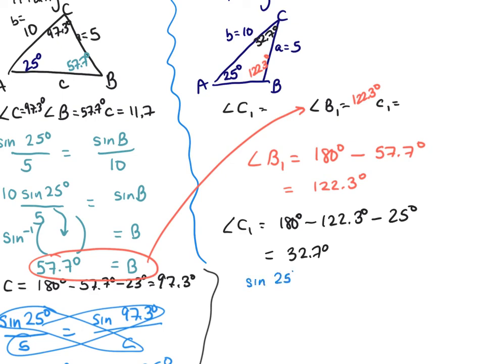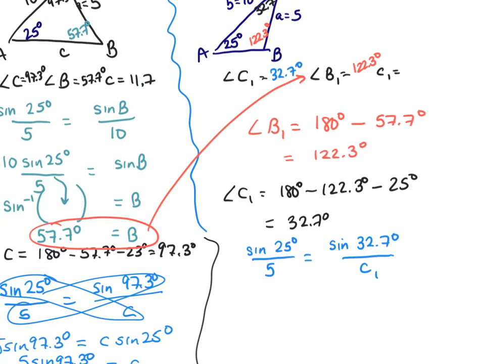Sine of A over a equals sine of 32.7 over c1, because we're looking for c1 in this case, because I now have the angle, which is 32.7. And so I'll do the same cross multiplication. And so using the same pattern, hopefully you start to see c1 is going to be 5 sine 32.7 over sine 25. So c1 is going to be 6.4.